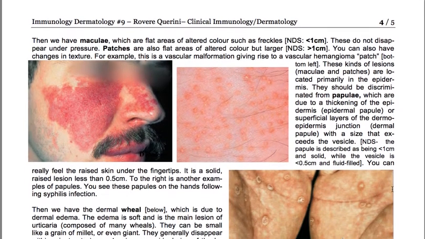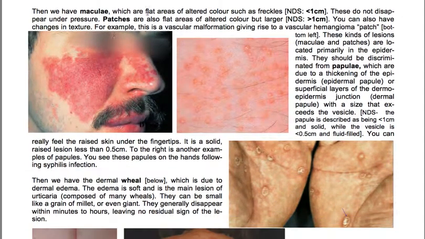bullae. Then we have maculae, which are flat areas of altered color such as freckles, less than 1 cm, and they do not disappear under pressure. Patches are also flat areas of altered color but larger, more than 1 cm. You can also have changes in texture. For example, this is a vascular malformation giving rise to a vascular hemangioma patch. These kinds of lesions, maculae and patches, are located primarily in the epidermis.